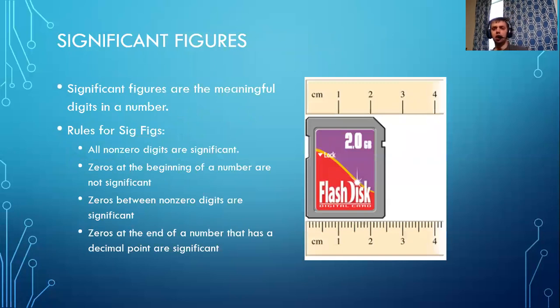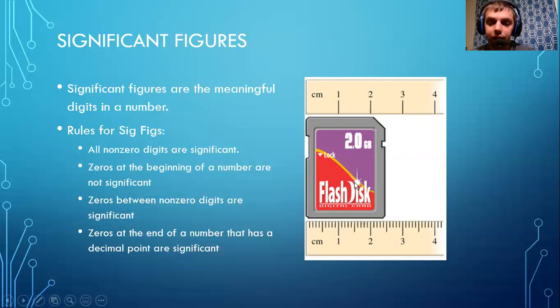Okay, so now let's talk about significant figures, because we very briefly went over the concept of why we need significant figures, although we didn't really know it at the time. So let's go over what they are and why they're important. Significant figures are just the meaningful digits in a number. So let's look at this example over here on the right.